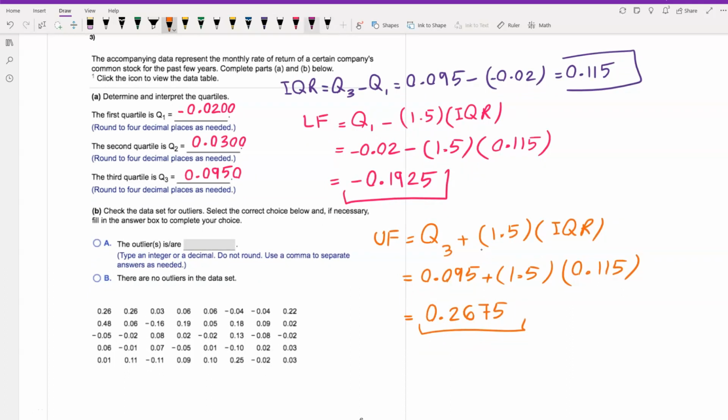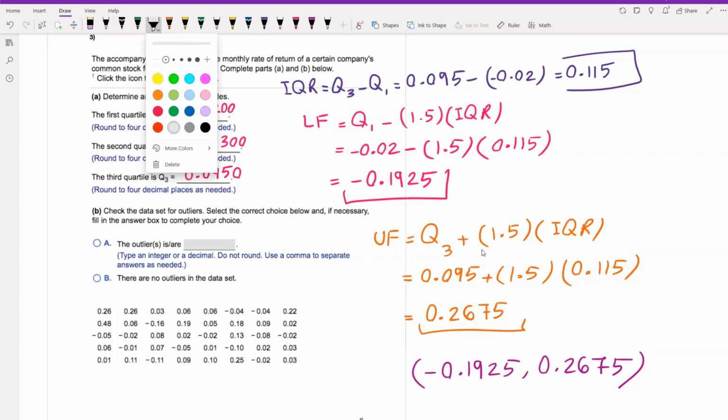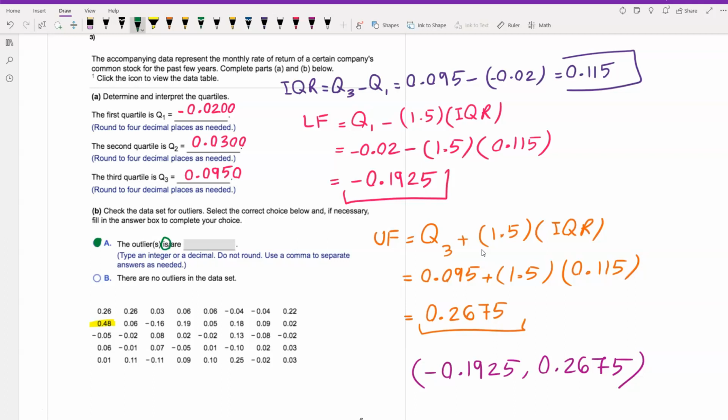So what we have for lower fence, upper fence. Lower fence negative 0.1925 and upper fence 0.2675. To find outliers, we have to see if from this data set, do we have any number that is less than lower fence or greater than upper fence? The only number that we have is 0.48, that is greater than 0.2675. So our outlier. So we have outliers, and that is 0.48.